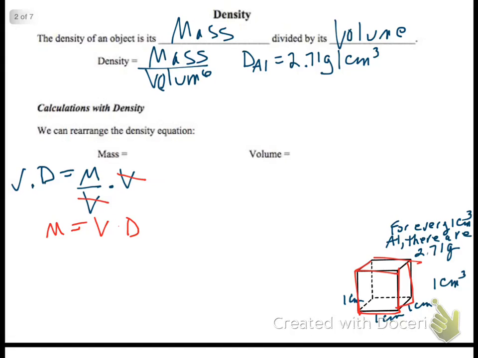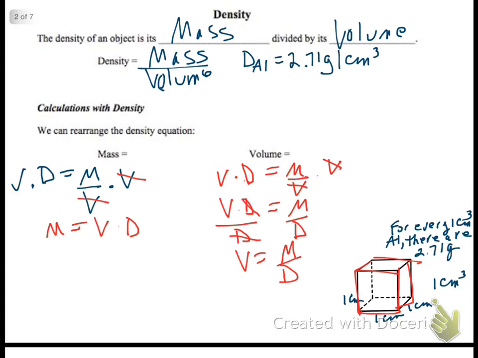It's a little more complicated for doing volume. You need two steps. So if density is mass over volume, I do the same thing I did for the mass, and I end up with mass is volume times density. Now I have to get volume isolated, and to do that, I'm going to divide both sides by density. And when I do that, the densities cancel on the left, and I end up with volume is mass over density. Now you can memorize this, or you can use your algebra skills to figure it out when you need it. Okay.